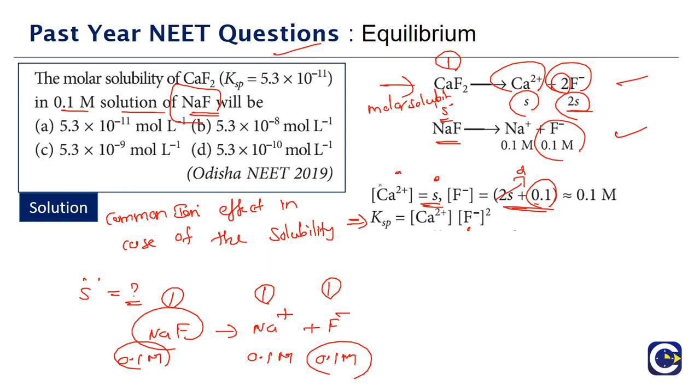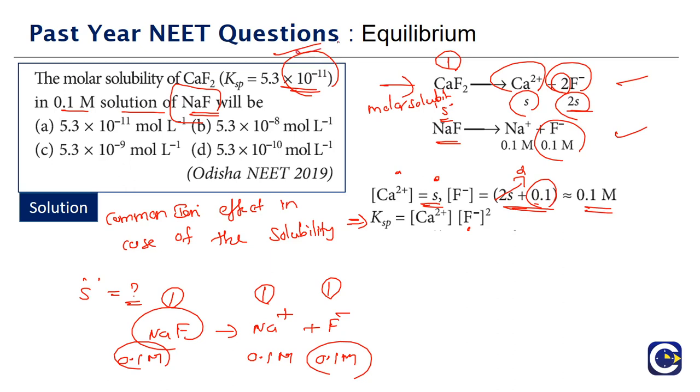Why? Because since the Ksp value order, we can see it is 10 power minus 11, right? The F minus contribution is going to be negligible from the dissolution of CaF2. Majority of the F minus is going to come only from the sodium fluoride. So we can take approximately the F minus. This approximation is important, guys. Why are we making it?